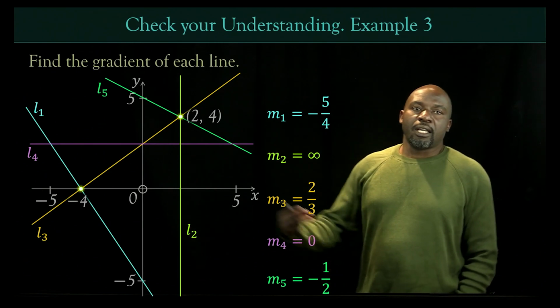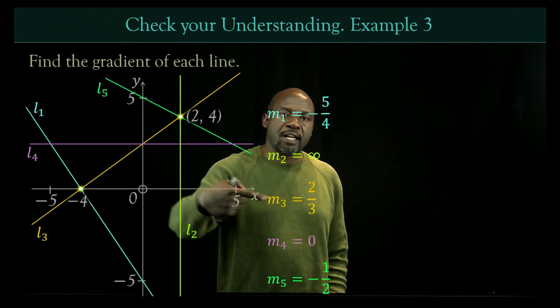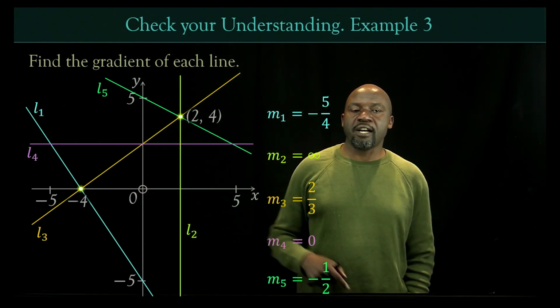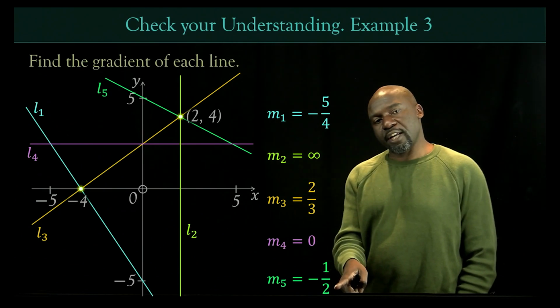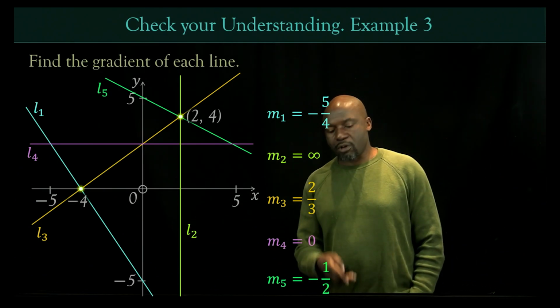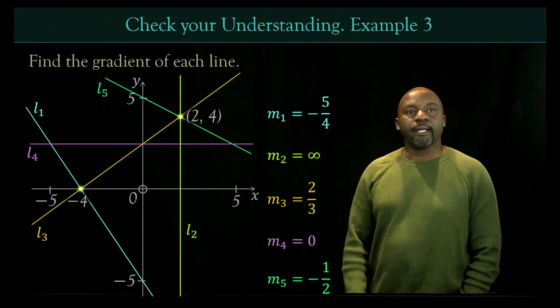Obviously, lines for which a movement in the positive x direction results in a drop, like line 1 and line 5, must have negative gradient. So the gradients of those two lines are negative because of the nature of the line, the inclination of that line. Okay, let's move on now.